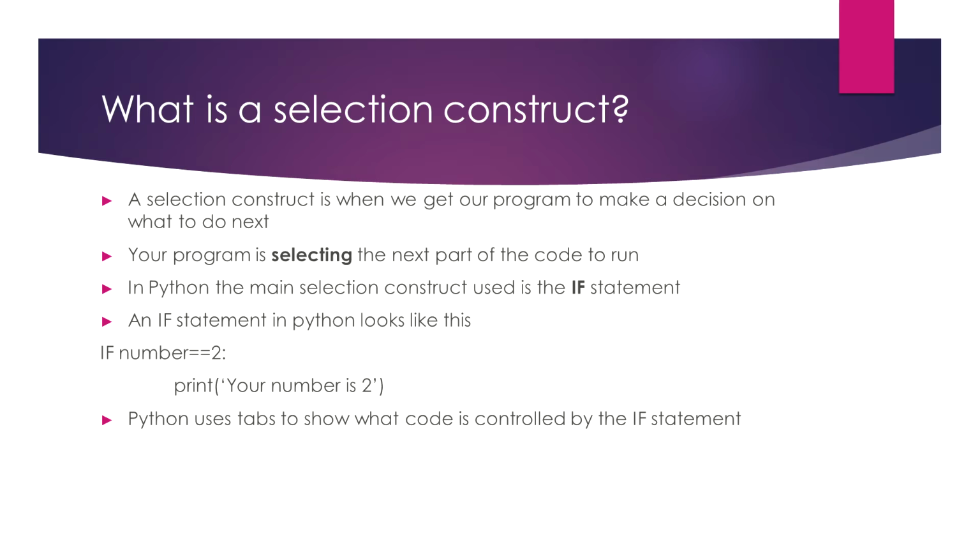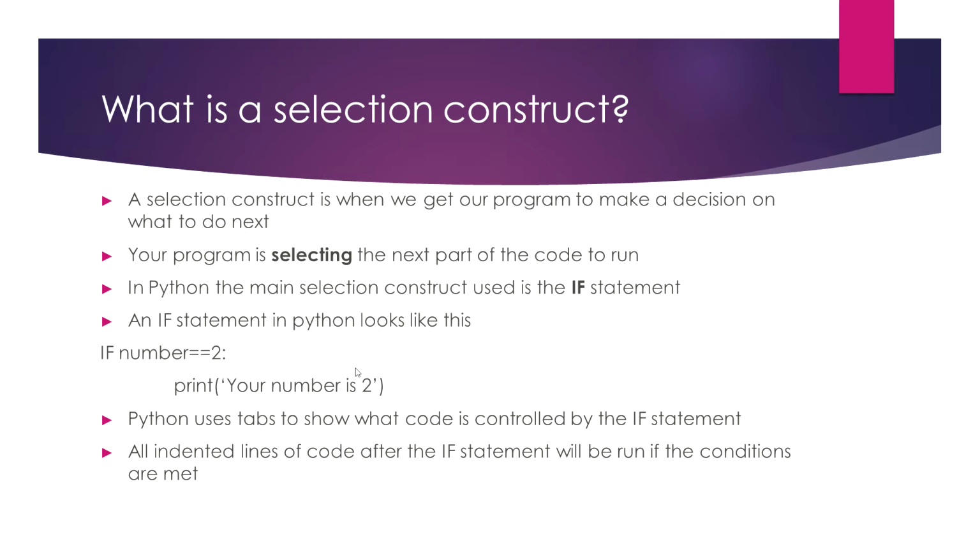In Python we use tabs to show what code is controlled by the if statement. So we've got our print statement down here, and that is indented, and because that's indented, that will only run if that number is 2. Now we can add as many lines of code down here as we want, and as long as they're indented, they only get run if number was 2.